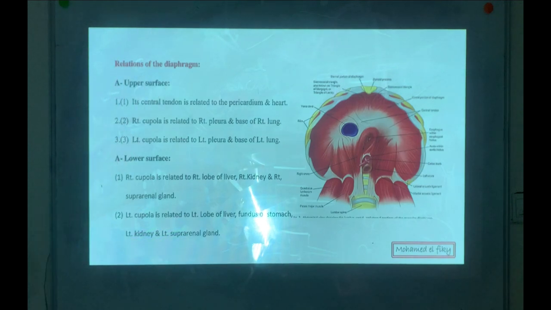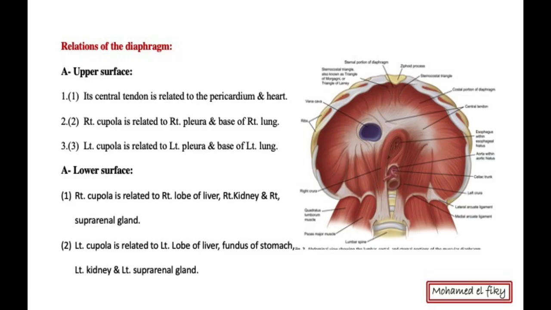Relations of the diaphragm. Upper surface: the central tendon is related to the pericardium and heart in the middle. The right copula is related to the right pleura and the base of the right lung. The left copula is related to the left pleura and the base of the left lung.